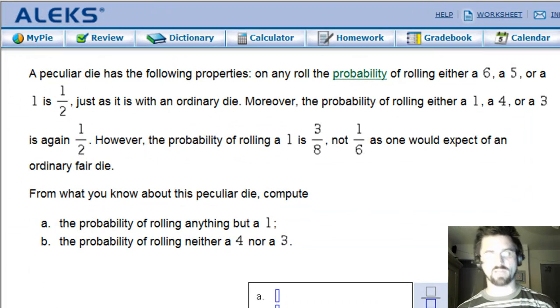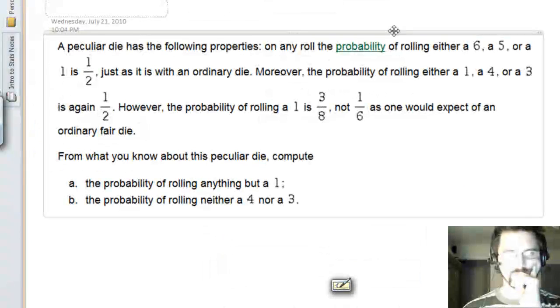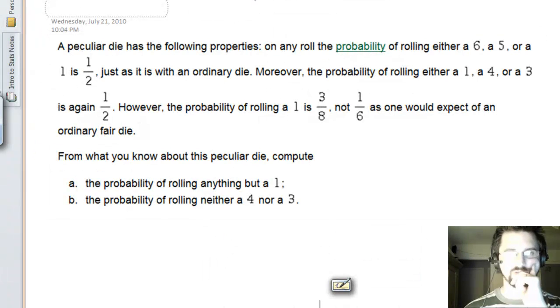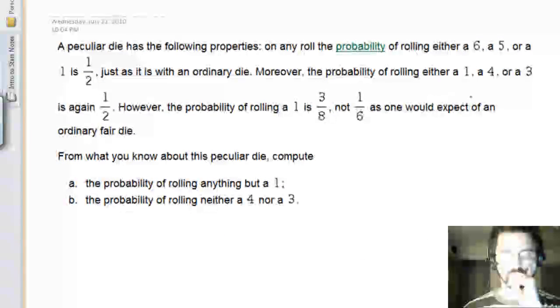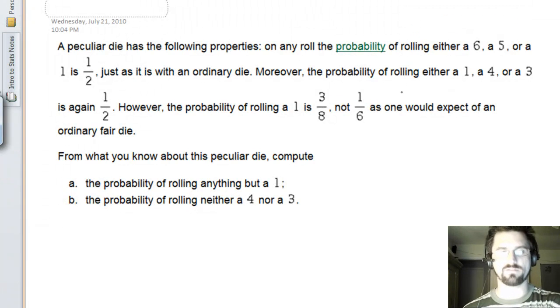A peculiar die has the following properties. On any roll, the probability of getting a 6, 5, or 1 is a half. The probability of rolling a 1, 4, or 3 is a half. So the intersection is a 1.